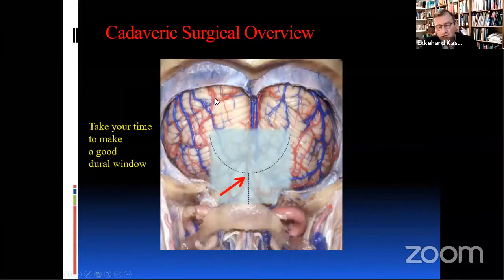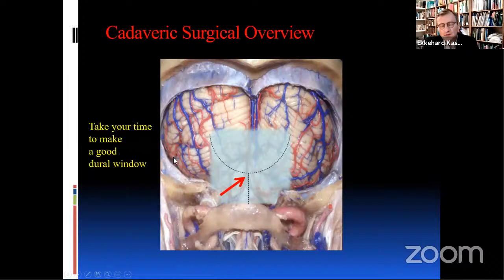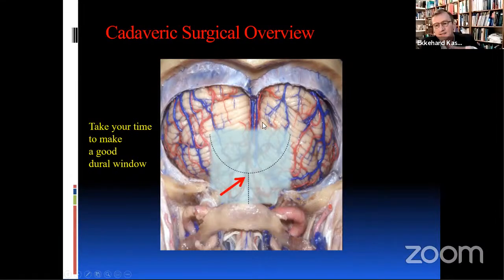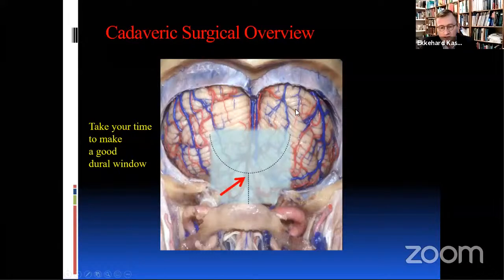Now, again, when you open, take your time to make a good dural window. What I really mean is, in the cadaveric exposures, we always see these very large dural windows, which is not what we want to do in the operating room because your cerebellum may be sagging and it's much harder to close at the end.